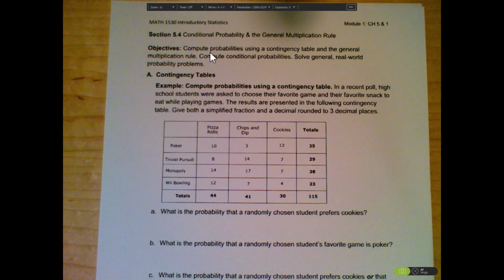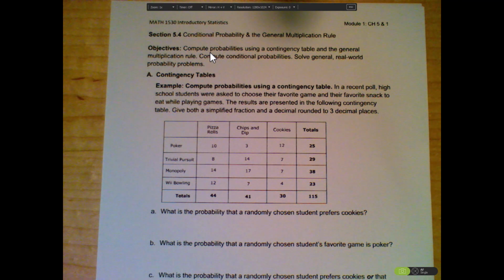So for example, you can see that 10 students said that their favorite game is poker, and they like to eat pizza rolls when they're playing poker. We also see the totals for the columns down at the bottom: pizza rolls total 44, chips and dip 41, cookies 30, and then the rows, the total number of students who chose poker, Trivial Pursuit, Monopoly, or Wii. The totals for the rows and the columns should be the same when you sum them up, and they sum to 115. So that 115 tells us how many students were in this survey.